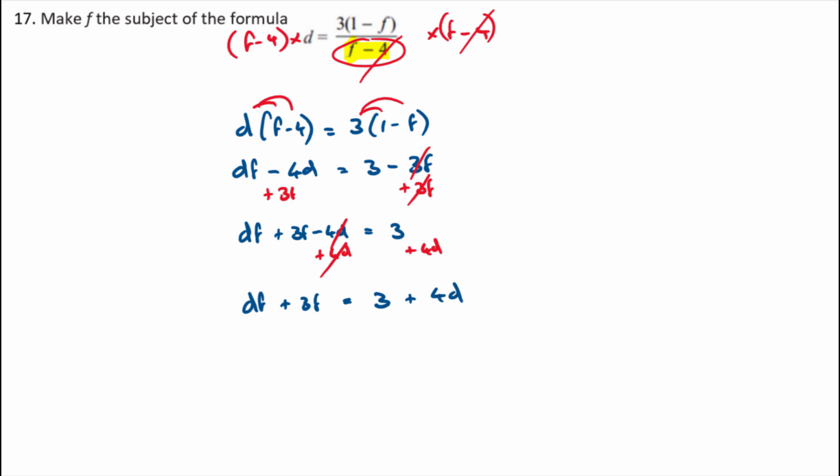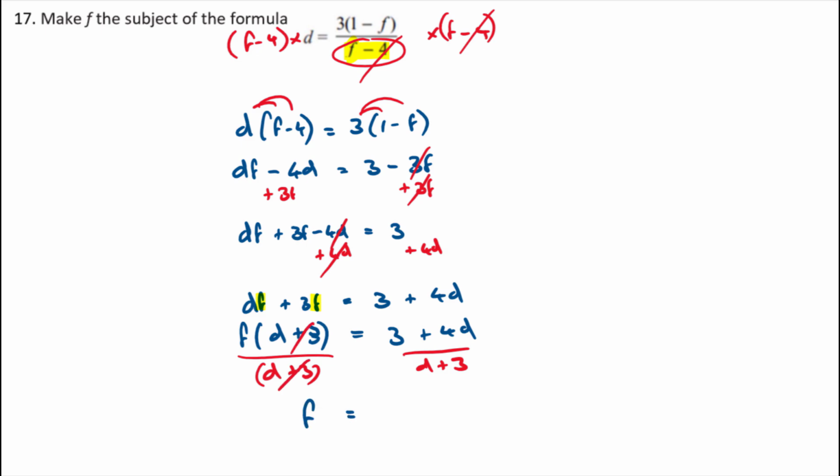Okay, now notice I've got an f in both of these expressions. I've got an f there and an f there. That means I can factorize out the f. And that's going to give me d plus 3 in the bracket equals 3 plus 4d. And then finally, I can divide both sides by d plus 3. And so then that will cancel with that. And it'll leave me with f on the left-hand side. And I'm going to get 3 plus 4d over d plus 3.